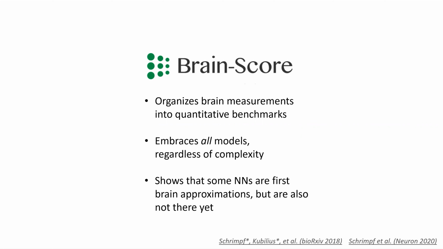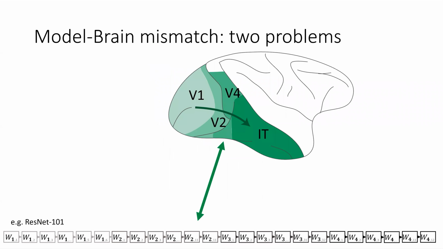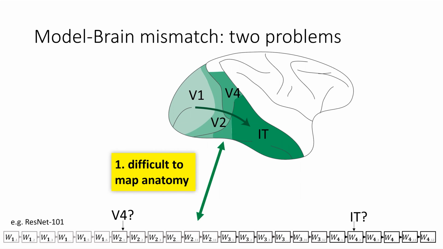So in this next part, I want to talk about some ideas for how we can get closer to matching the ventral stream. There are many problems, but I'm going to focus on two of them. If you consider a ResNet 101, for instance, where there are over 100 layers, and you try to map that onto 4 cortical regions in the brain, V1, V2, V4, and IT, then it's pretty difficult to even assign anatomically which layer corresponds to which region. So the first problem is that this mapping to anatomy is pretty difficult.